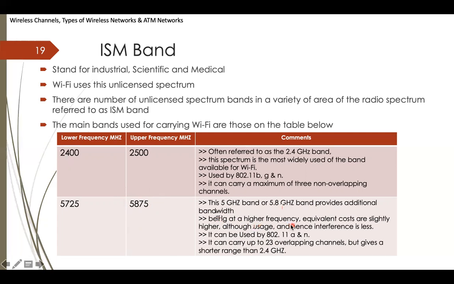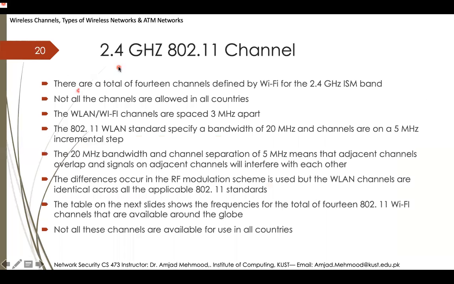Being at a higher frequency, equivalent costs are slightly higher, although usage and hence interference is less. It can be used by 802.11a and n. It can carry up to 23 overlapping channels, but gives a shorter range than the 2.4 gigahertz band. Now, the 2.4 gigahertz 802.11 channels.